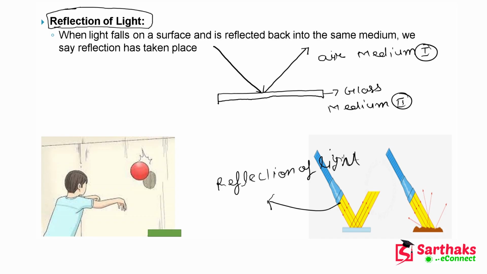So what you have observed here is that light is coming from medium first and going back to the same medium. After the reflection, the medium is also the previous medium. So it means the medium is not changing here. In reflection, if a light is coming from medium first, then after the reflection, it also goes back to the same medium. I hope you got it. Now let's move to the next slide.